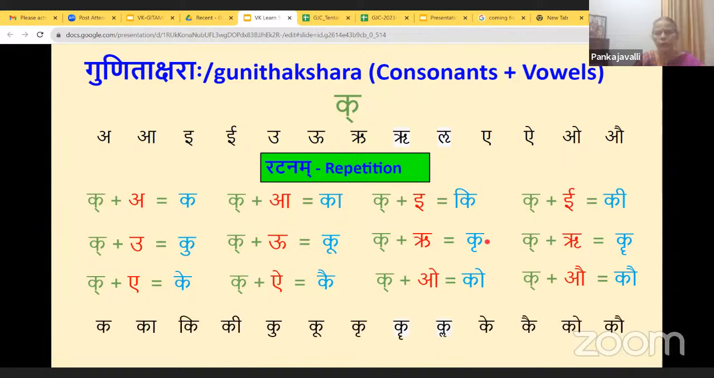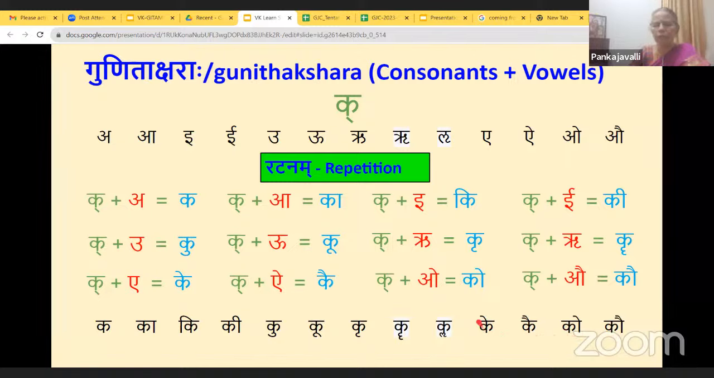So all of you, and one more person also, read. Shankar Rao Mahodaya, just the last line alone, gunitakshara alone. Ka, ka, ki, ki, ku, ku, kru, kru, klu, klu, ke, kai, ko, kau. Very good, Mahodaya. Excellent. One more person. Thank you, Bhagini. Ka, ka, ki, ki, ku, ku, kru, kru, klu, ke, kai, ko, kau.